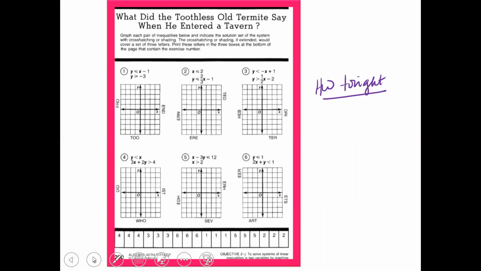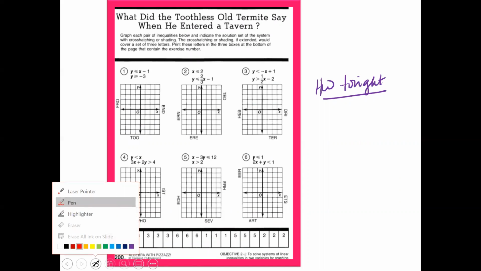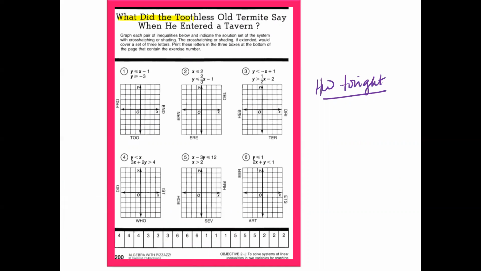All right, so now what I want you to do is go ahead and practice with this algebra puzzle. It says, what did the toothless old termite say when he entered the tavern? So you're going to go ahead and solve for y, graph both lines, and then make sure you shade and identify where the two shades overlap.